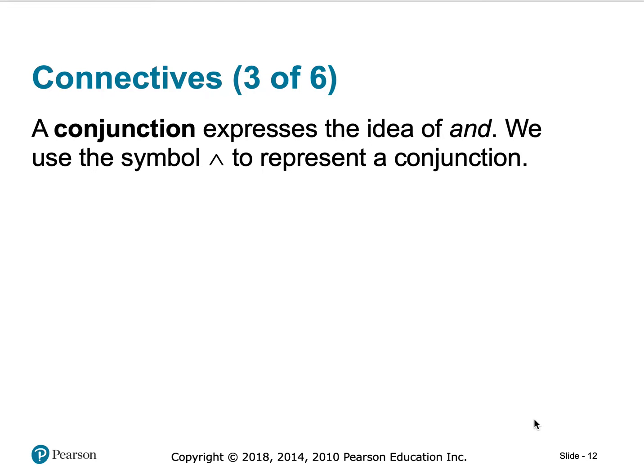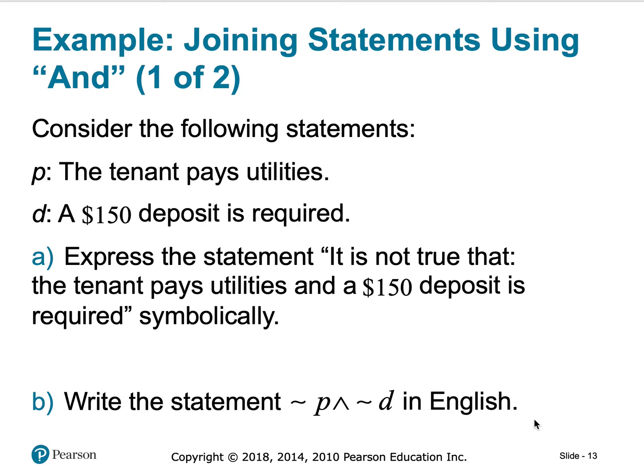A conjunction, like we said, is and, and it expresses the idea of combining two concepts or two statements. The upside down V would be the conjunction and. So if I have the statement, the tenant pays utilities, and the statement, a $150 deposit is required, then I want to combine those into one statement. And I would say it is not true that the tenant pays utilities and a $150 deposit is required. If I wrote that as a statement, since the first statement is a not, that would be not P. And then D, a $150 deposit is required. That could be not D in English.